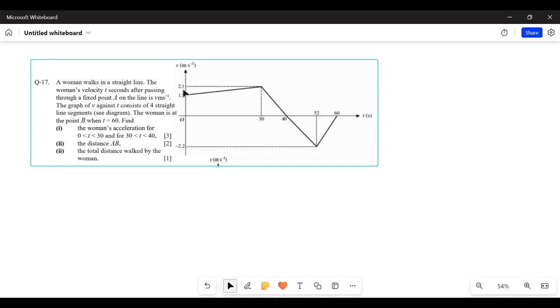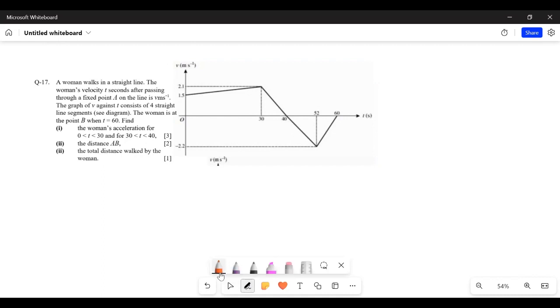When she starts moving, her speed is 1.5 and then her speed increases, that means she is accelerating here. Then she is again walking further, but her speed begins to decrease, that means she is slowing down, which means in the second part of the journey she decelerates. Then the speed becomes zero. At time equal to 40, the speed becomes zero, and then the graph becomes negative. Why is the graph negative? Because the movement is now in the opposite direction. V becomes negative, that means she starts going back in the original direction.